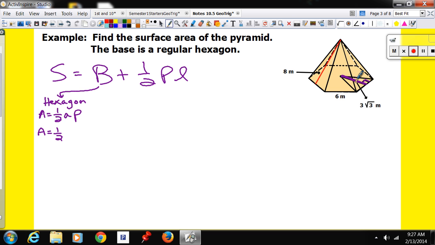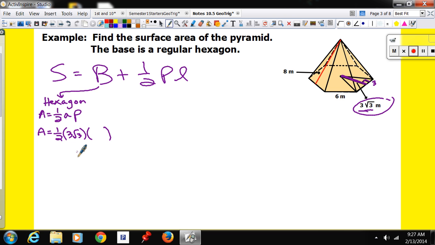This is a 30, 60, 90 right triangle. And since the side is 6, that means the small leg was 3. And how do you go from the small leg to the long leg? You just multiply it by radical 3. So 3 times radical 3 would be your long leg. That would be your apothem right there. So it's going to be 1/2 times 3 radical 3.